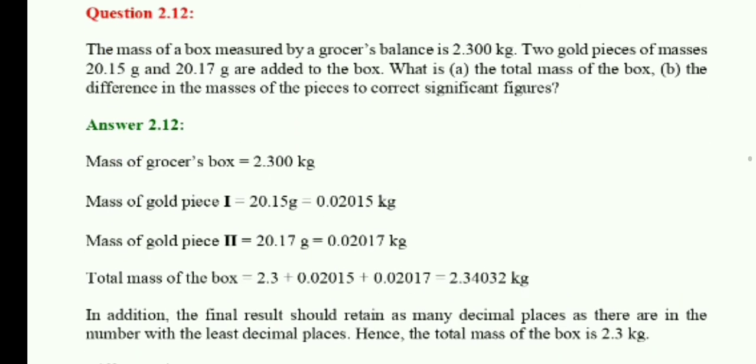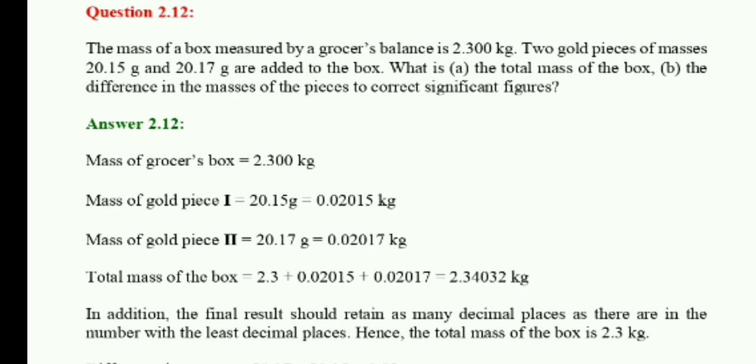Now come to the question number 12. The mass of a box measured by a grocer's balance is 2.3 kg. Two gold pieces of masses 20.15 gram and 20.17 gram are added to the box. What is the total mass of the box and the difference in the masses of the pieces up to the correct significant figure? It means this question is also based on the significant figure. We have to use the concept of arithmetical operations related to the significant figure and multiplication etc.